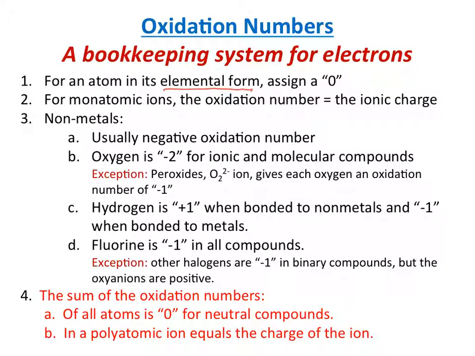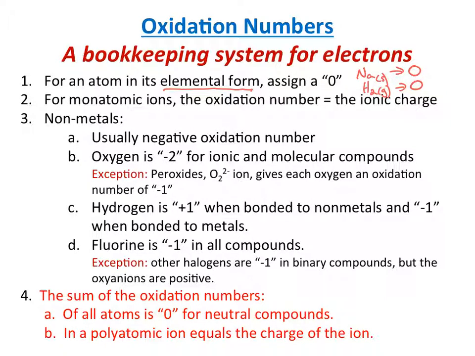The sign is 0. So an atom in its elemental form would be just sodium metal, which is in its elemental form. It would have an oxidation number of 0. We could also think of something like hydrogen gas, which is in its elemental form, which is also going to have an oxidation number of 0.